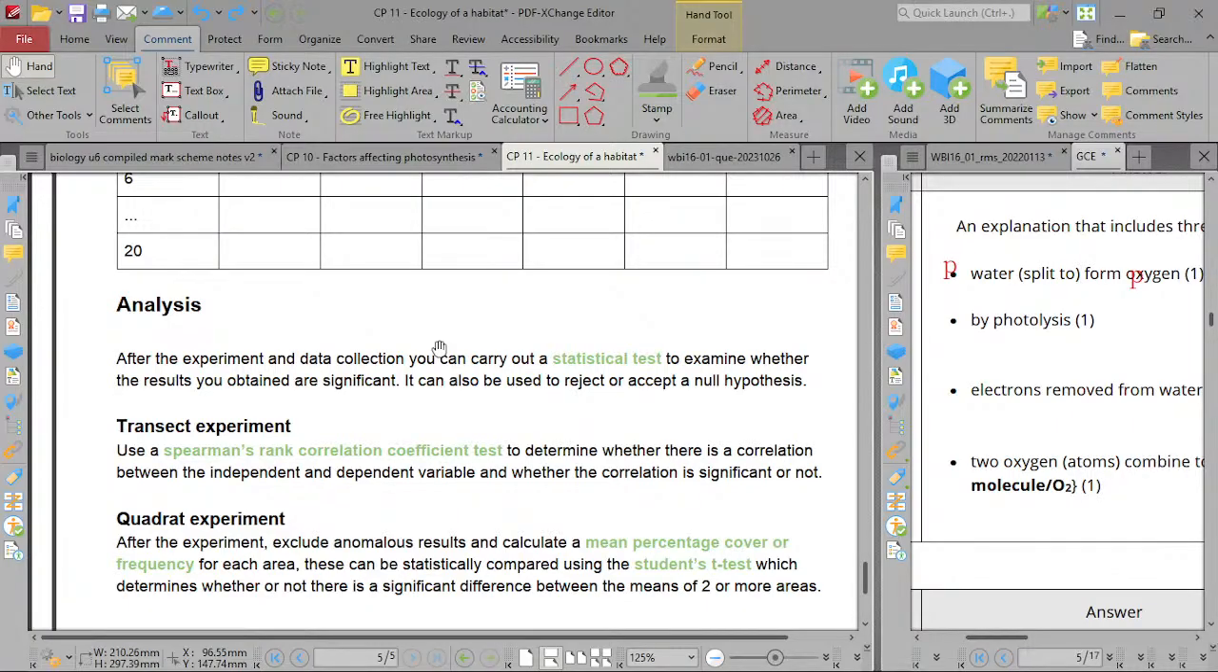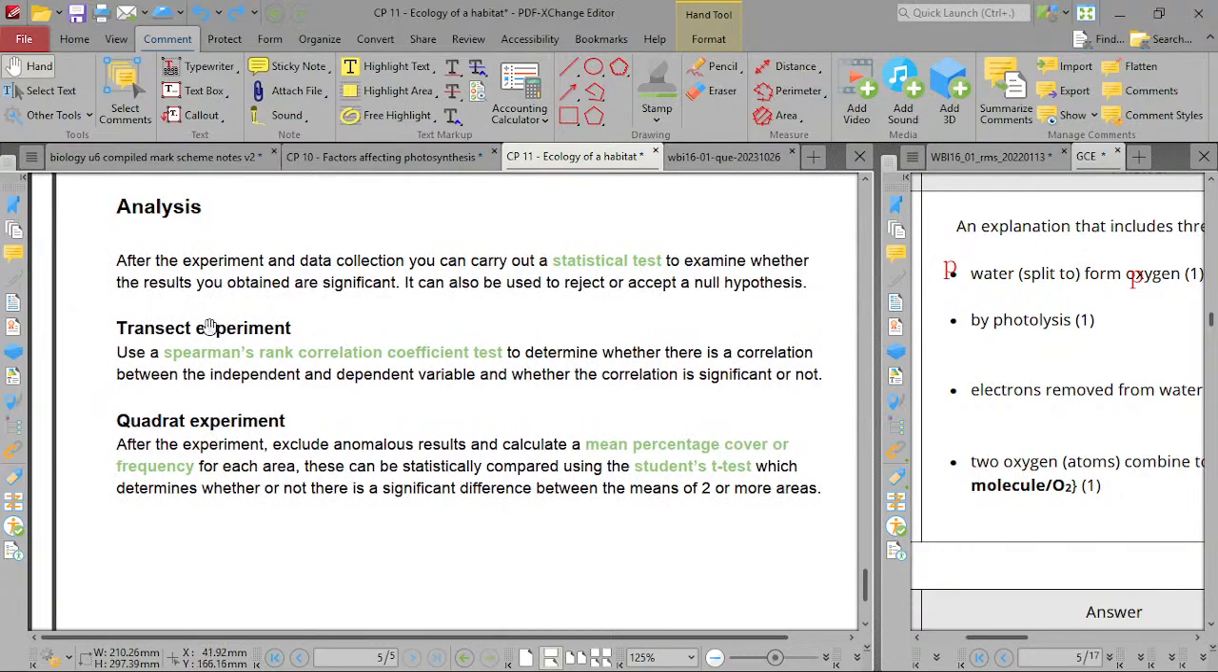After the experiment and data collection, you carry out a statistical test. Just use the Spearman's test. For the transect, use Spearman's rank correlation coefficient, because you have two data types, and for quadrat you only have one, which is mean percentage cover. You use Student's t-test to determine whether there is a significant difference between two or more areas.